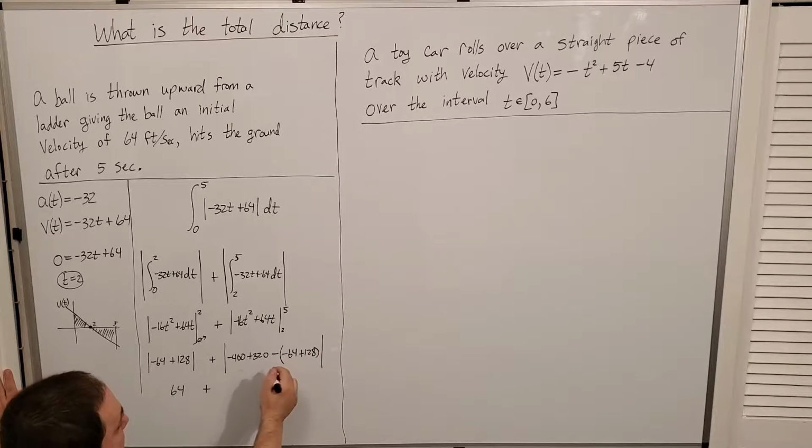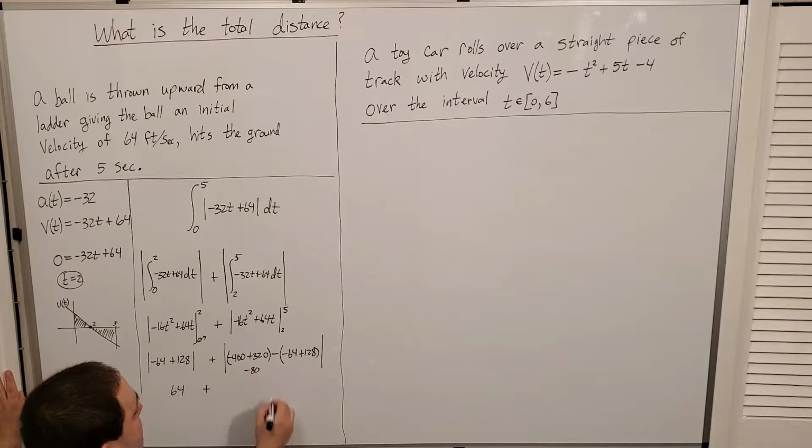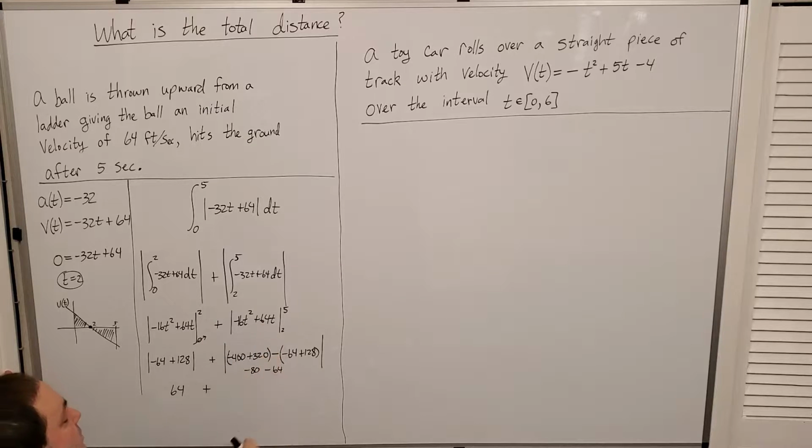Now, I was just real careful here, but if you want, you could put the extra parentheses here. This is plugging in the 5, this is plugging in the 2, top minus bottom, right? So I'm getting negative 400 plus 320 is negative 80. And then right here, this is going to be 64, and it's minus, so minus 64. And then I've got the absolute value.